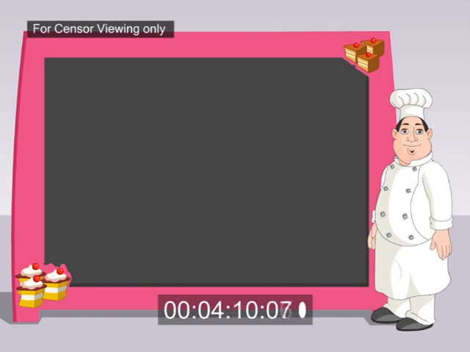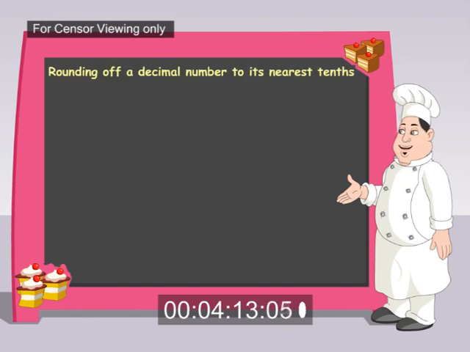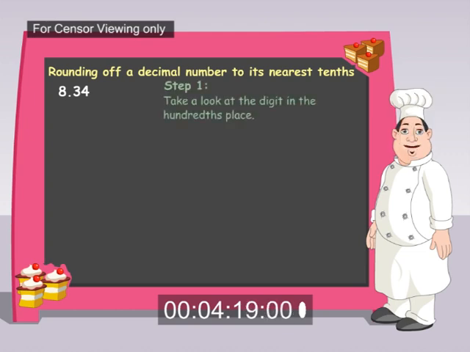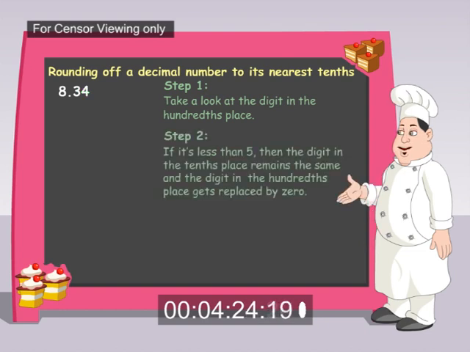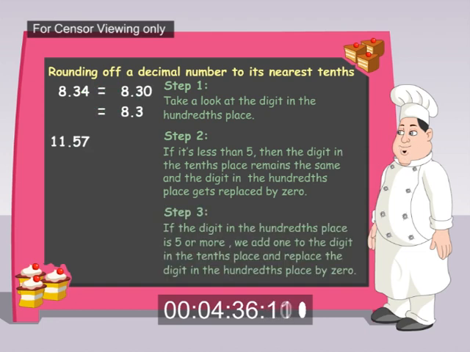How about learning how to round off a number to its nearest tens? For this, take a look at the digit in the ones place. If it is less than 5, the digit in the tens place remains the same, and the digit in the ones place is replaced by 0. If the digit in the ones place is 5 or more, we add 1 to the digit in the tens place and replace the digit in the ones place by 0.